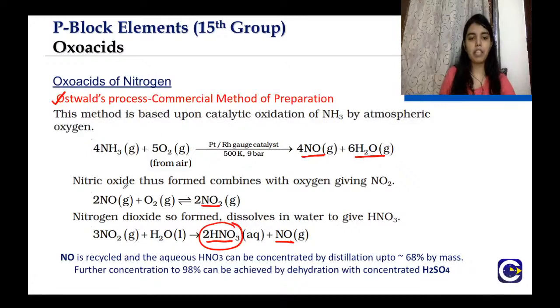Here you can see that the NO can be recycled, and the aqueous HNO3 obtained can be concentrated. Its concentration can be increased by distillation up to 68% by mass, and further concentration to 98% can be achieved by dehydrating it with concentrated H2SO4.